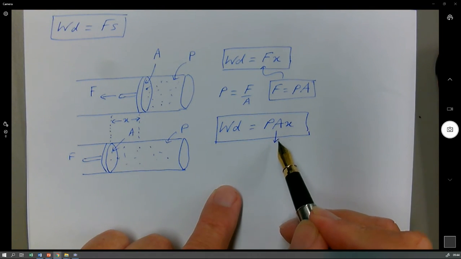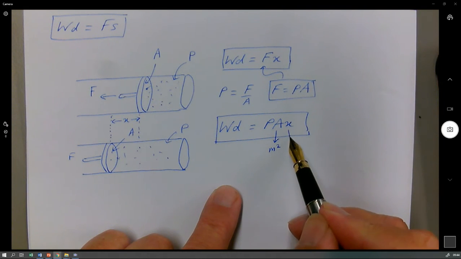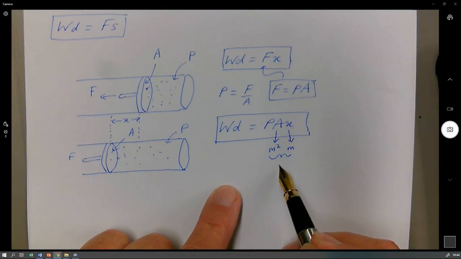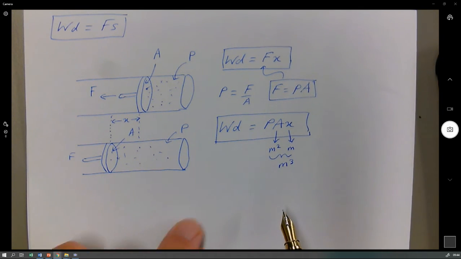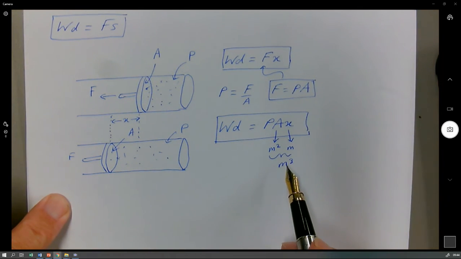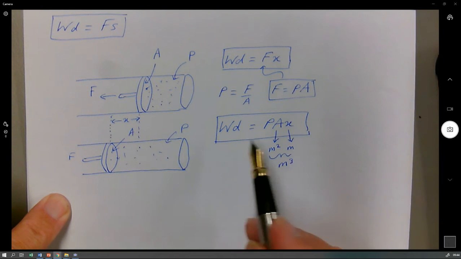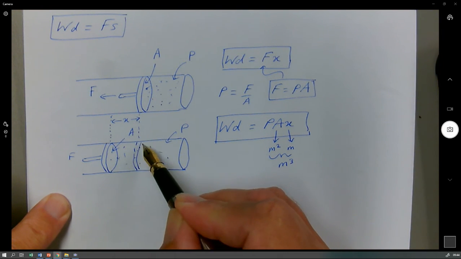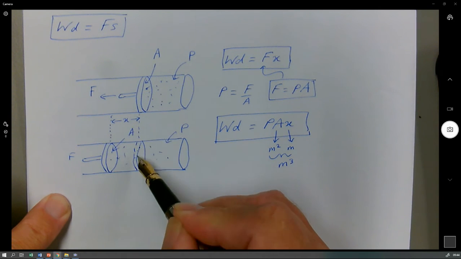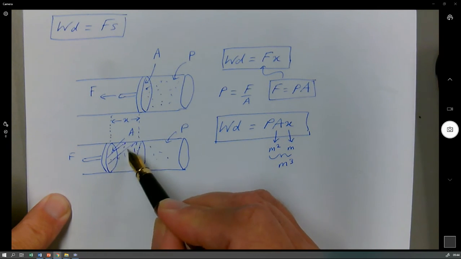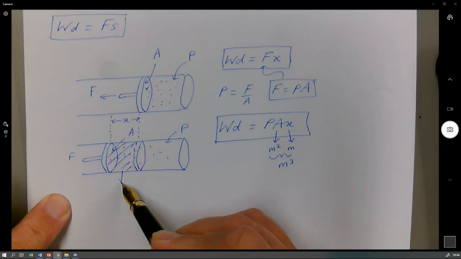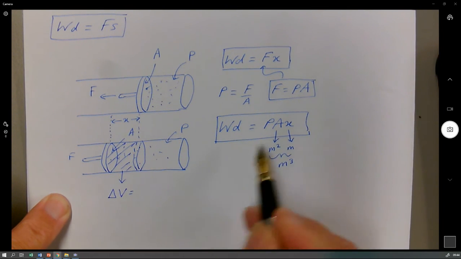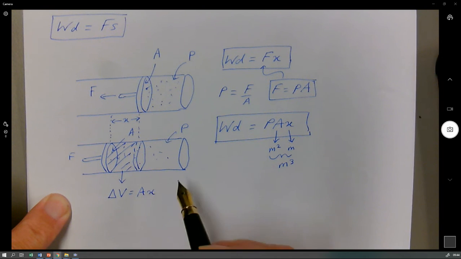Let's have a look at what this means. This is an area. This is measured in meters squared. This is x. This is measured in meters. That is a volume. In fact, that volume there, Ax, let's superimpose this on here. Can we see? That's where it originally was, and that's where it is now. That volume there, that change in volume is Ax.